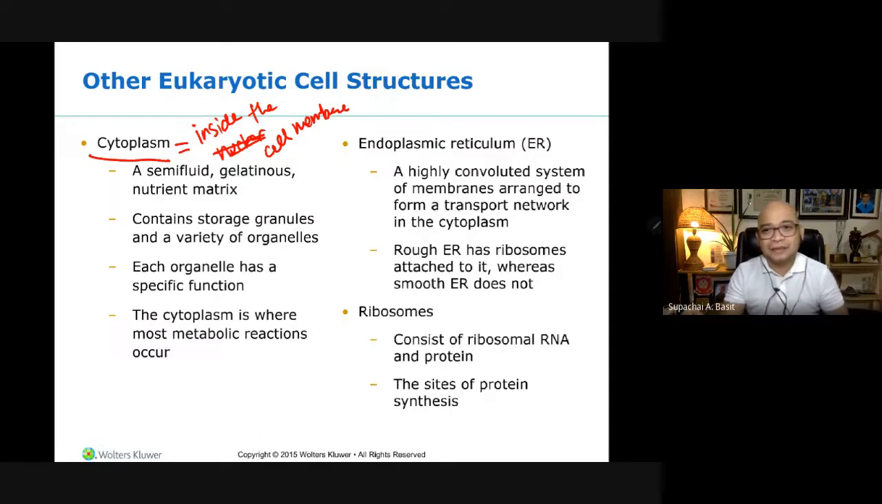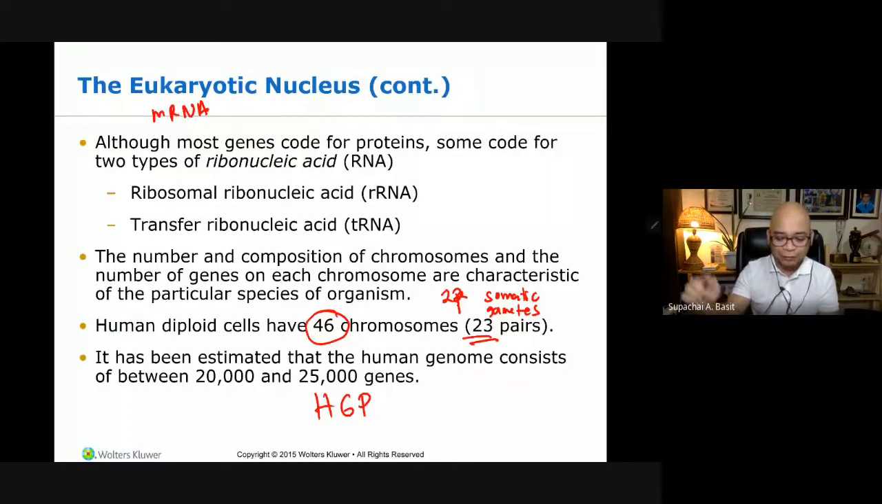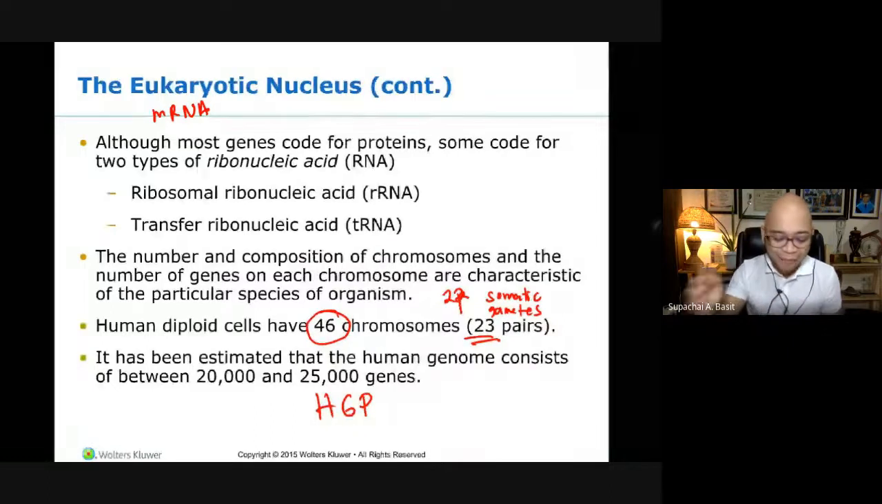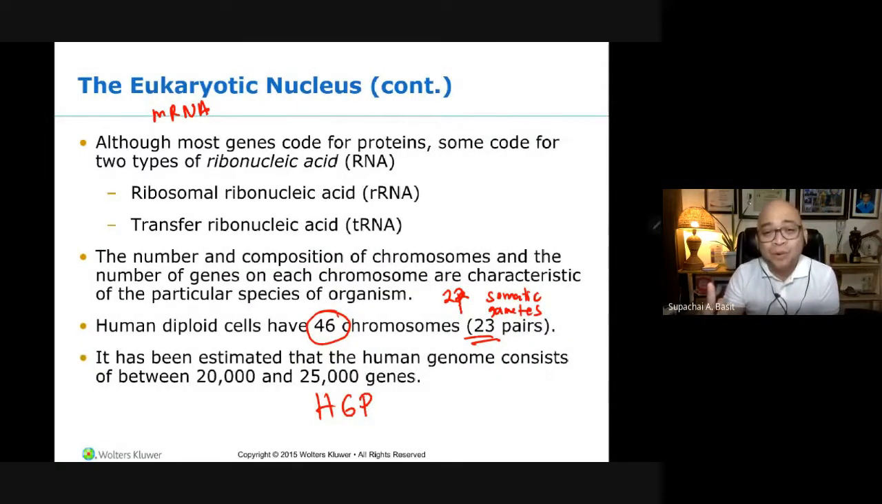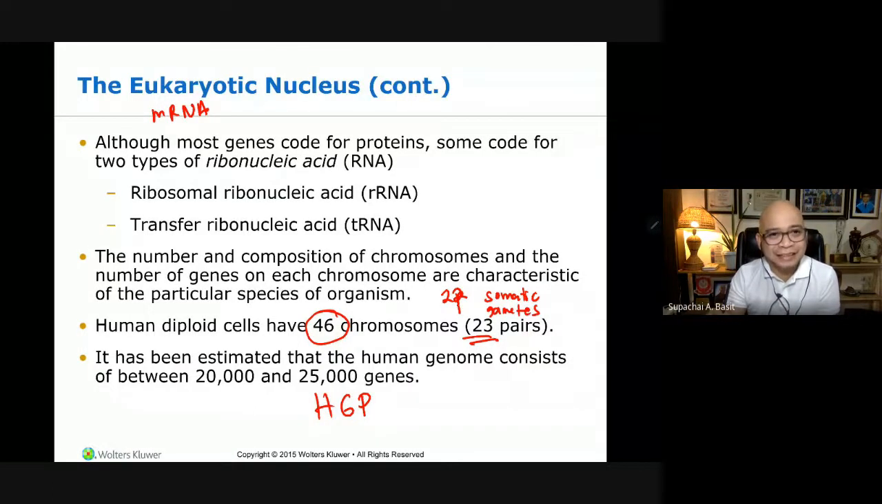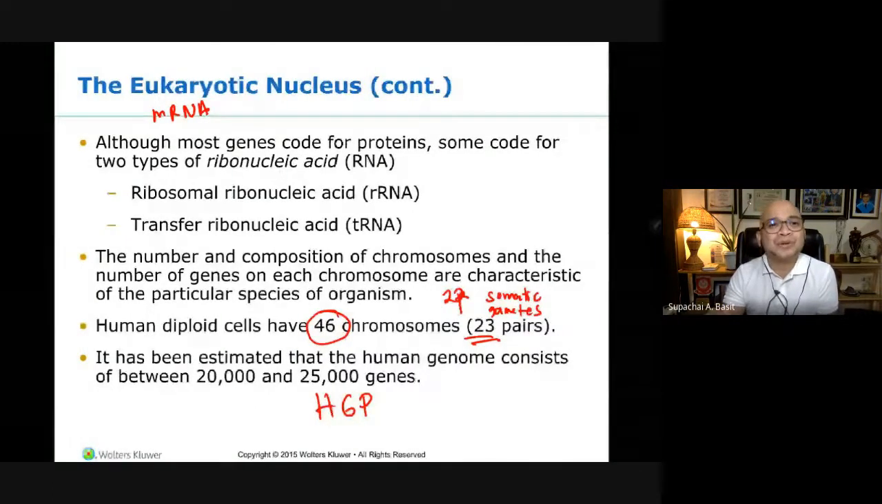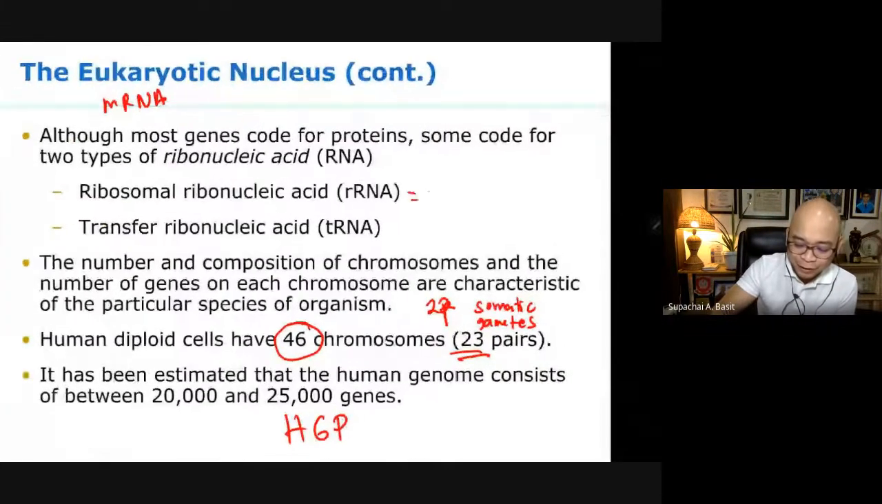I think my audio was not audible a while ago, so I will go back. Again, some genes will code for RNA. These are the ribosomal nucleic acid and the transfer nucleic acid. The ribosomal nucleic acid is important, particularly for protein synthesis.